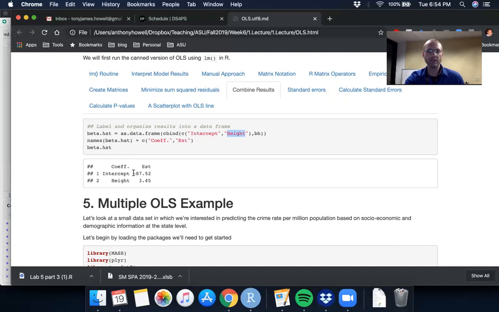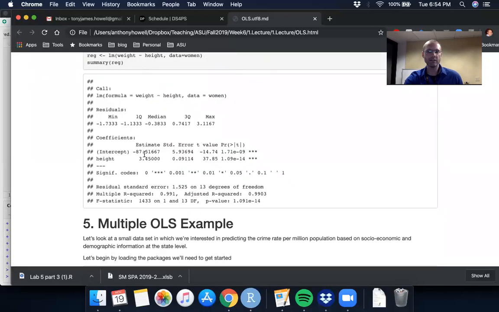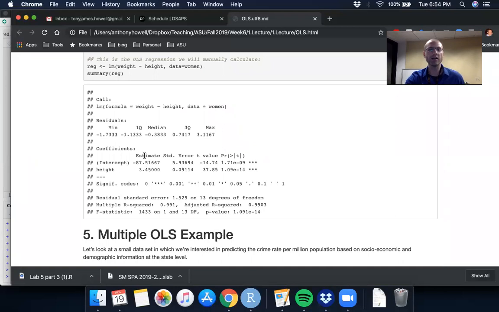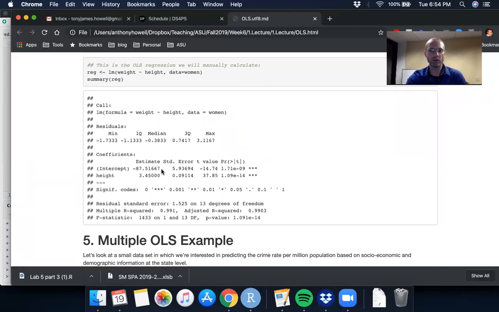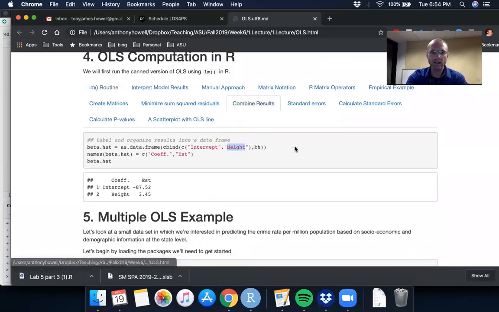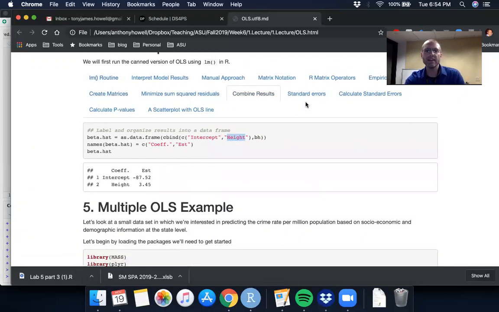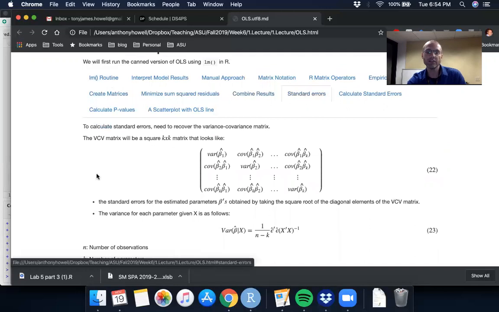Okay, so we have our estimates, negative 87.52 and 3.45. So this is, again, the first part of our output equation that's done automatically in R: our estimate is negative 87.5, and the height point estimate is 3.45. So we can replicate that. The next part is we need to get the standard errors.